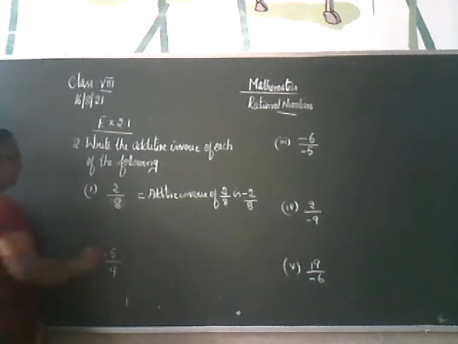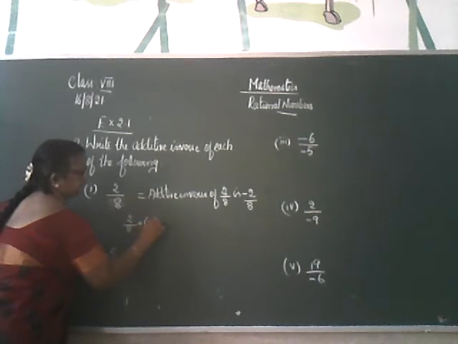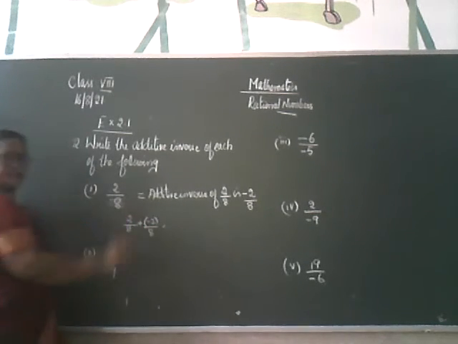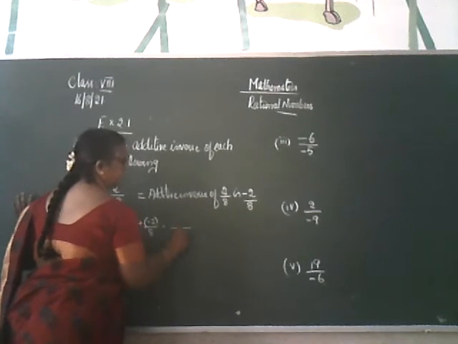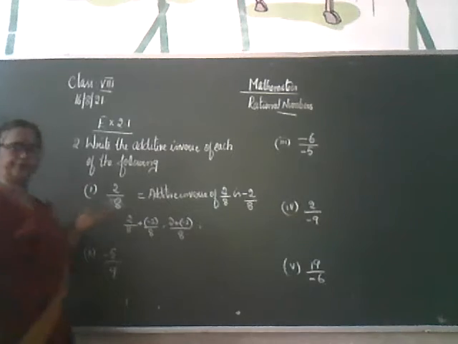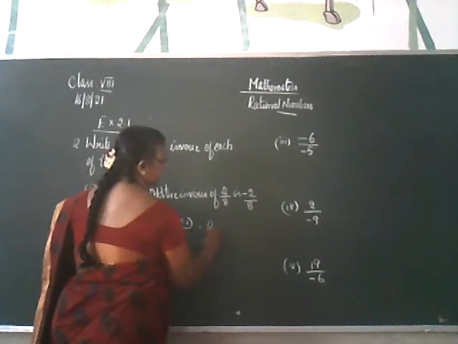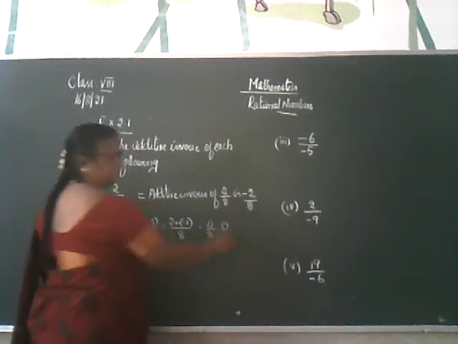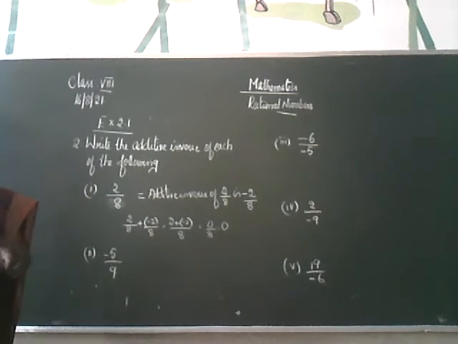How will you verify it? So, add now. When you add here, it has the same denominator, 2 plus minus 2. Two different signs, subtract. 2 minus 2 is 0. 0 by any number is 0. Yes, additive inverse of 2 by 8 is minus 2 by 8.